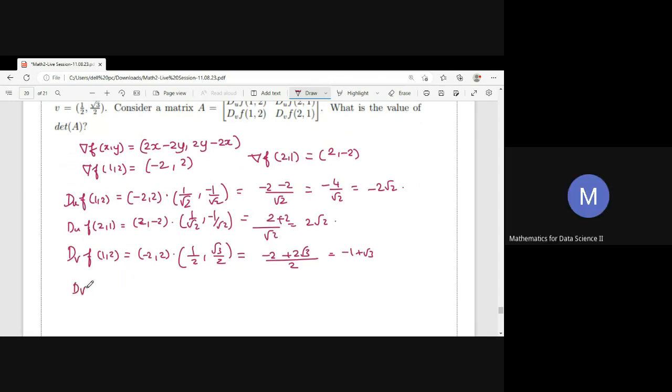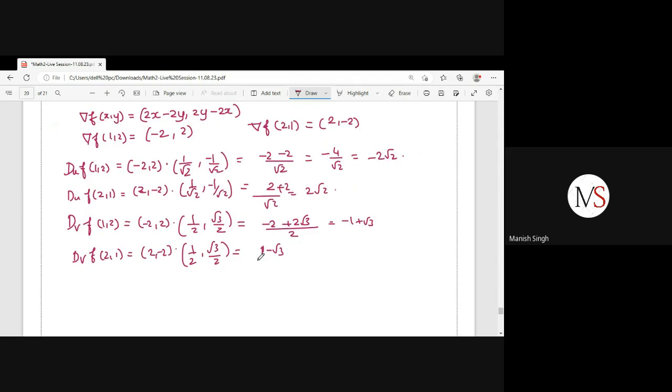And what is dv of f 2 of 1? Minus 2, 2, 2 minus 2 and 1 by 2 and 3 by 2, which is 1 minus root 3, plus 2, right? Correct. And then you find the determinant of this matrix. So minus 2 root 2, 2 root 2, minus 1 plus root 3, 1 minus root 3.